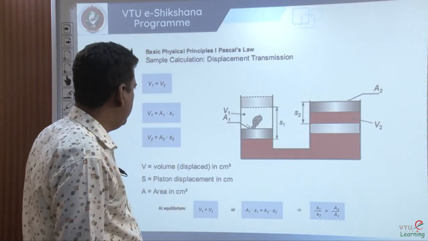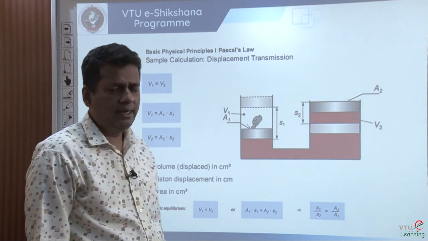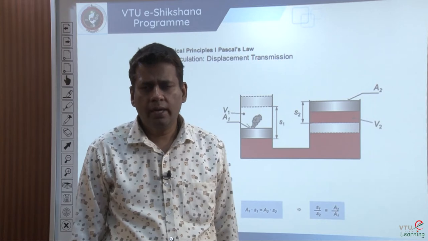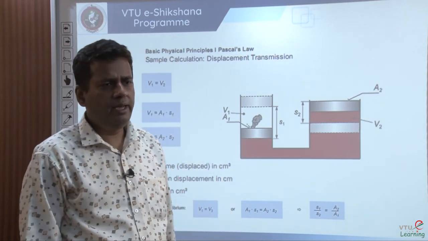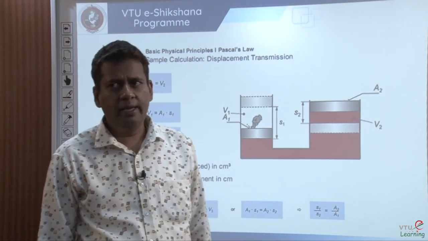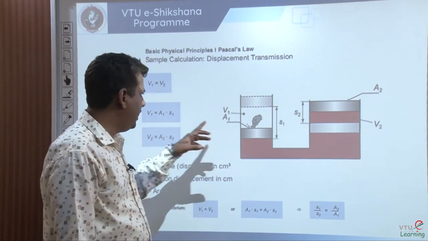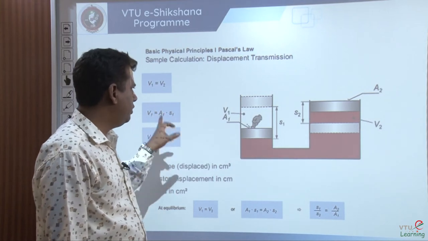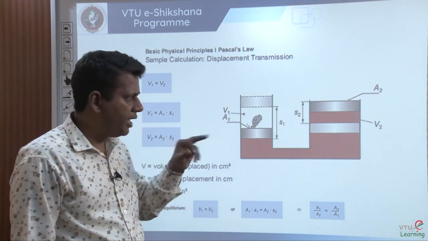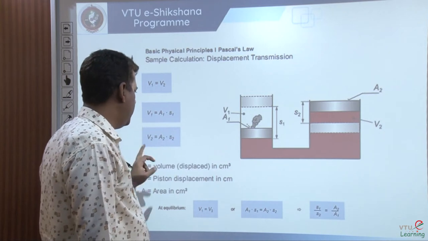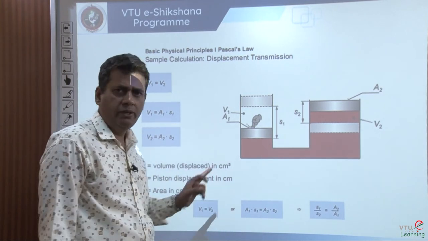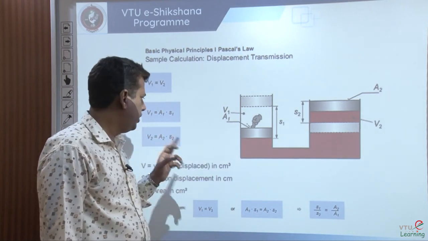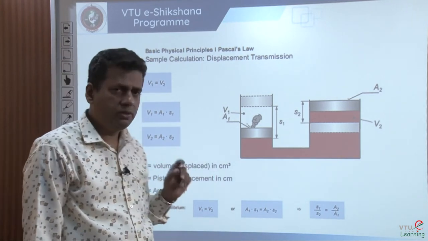Now how do you calculate velocity? Velocity is calculated as V is equal to area multiplied by stroke, right? So V is equal to A into S. If you calculate velocity for the thin cylinder, V1 is equal to A1 into S1. For the bigger cylinder, V2 is equal to A2 into S2, right? So V1 is equal to A1 into S1, V2 is equal to A2 into S2.